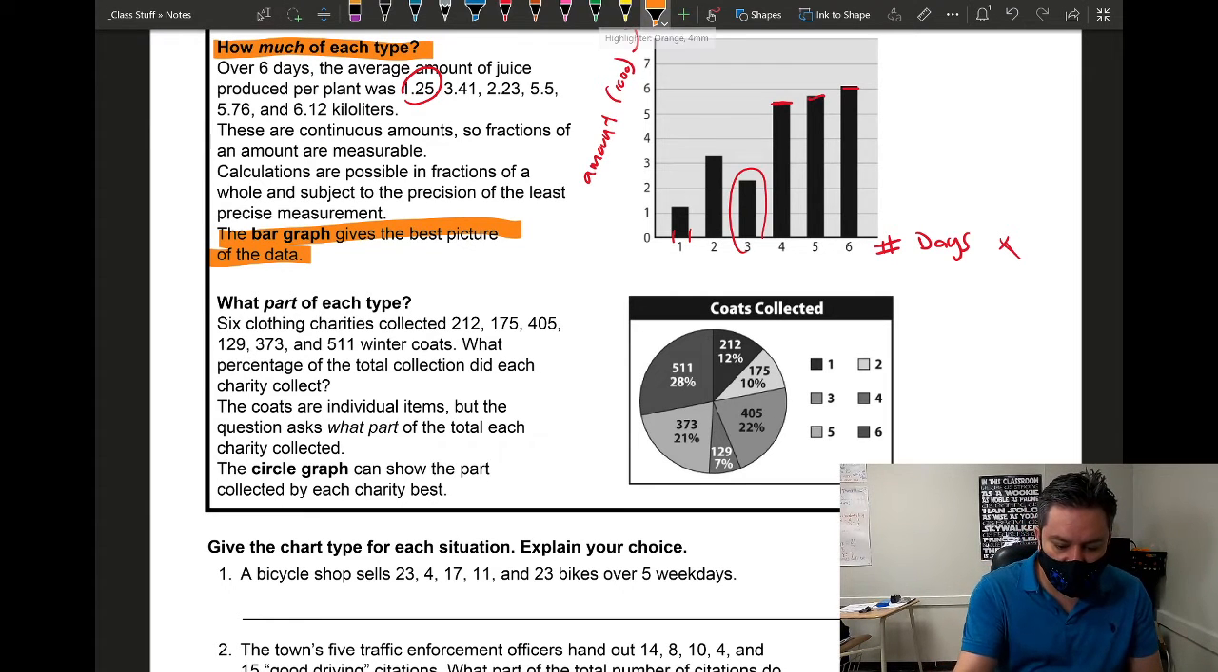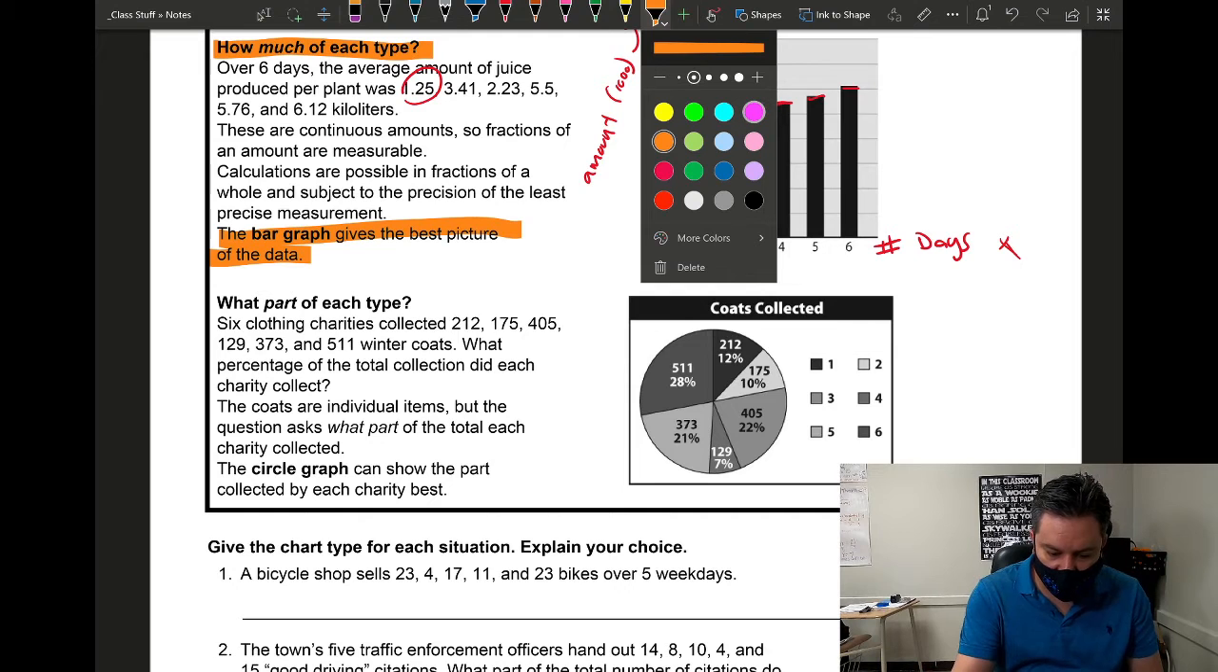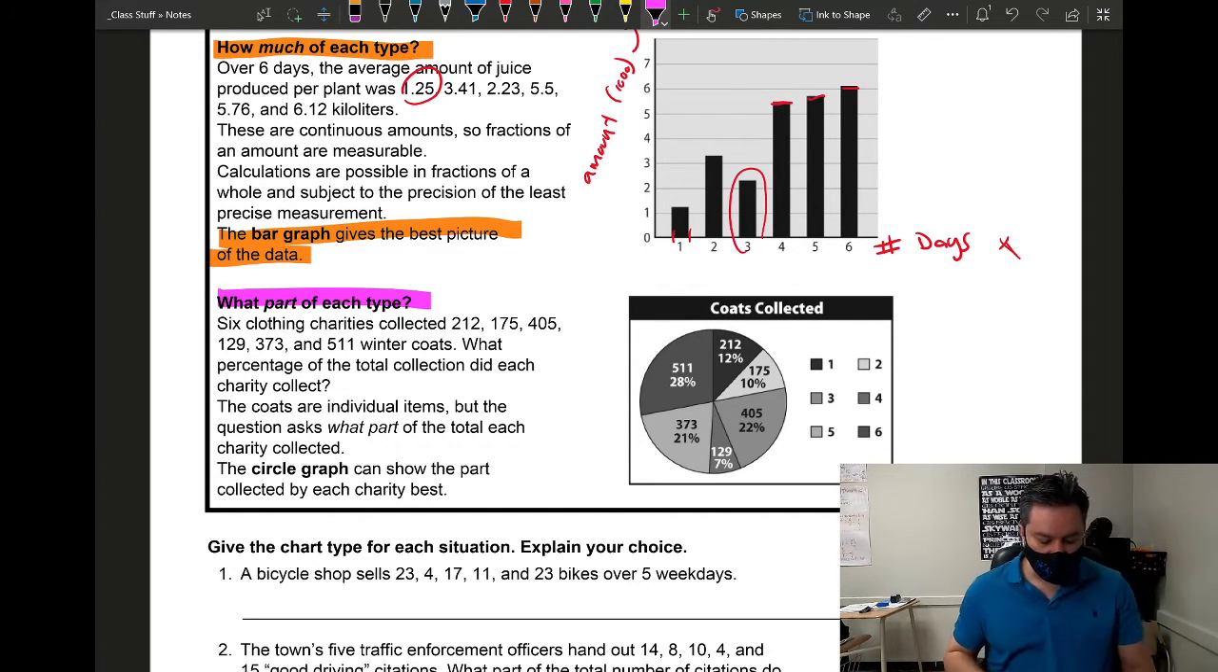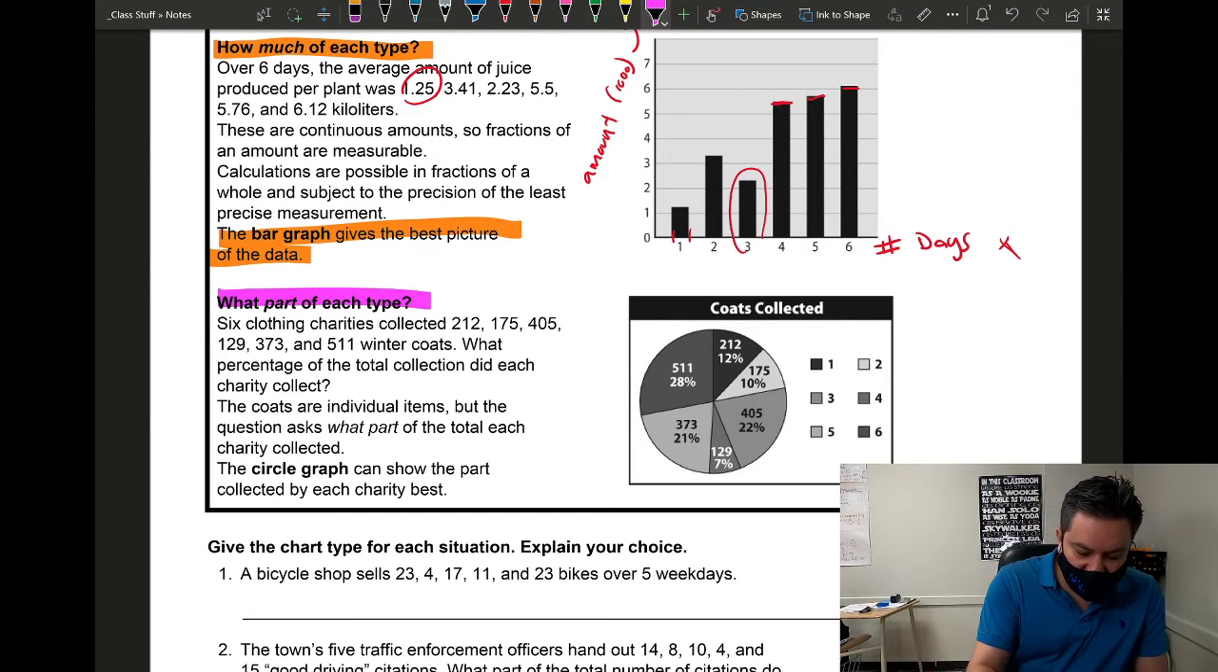And we have learned about this before, so let's go over this one real quick. It says, what part? Now it says, 6 clothing charities collected 212, 175, 405, 129, 373, 511 winter coats. What percentage of the total collection did each charity collect? So every time they're asking for the part of or the percentage of, you're going to be using a circle graph.